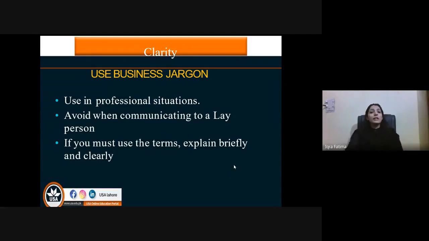Whenever you are using jargon related to your field, avoid using it in front of those people who are not professional in that particular field. Or if you are using it, you have to explain those words clearly.